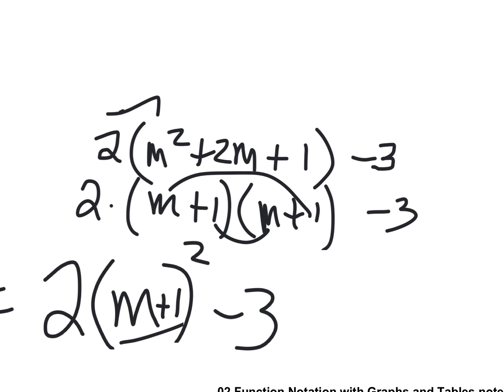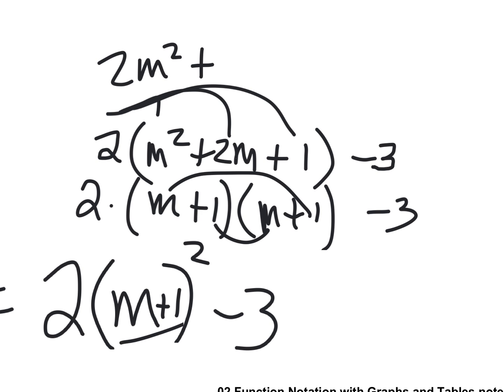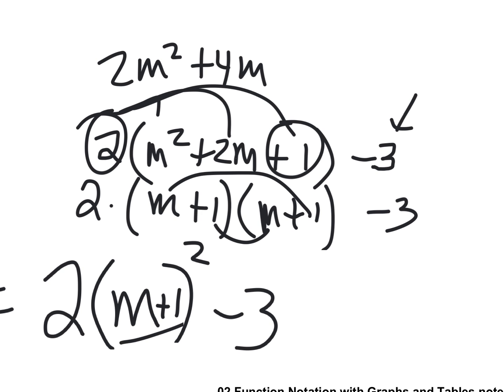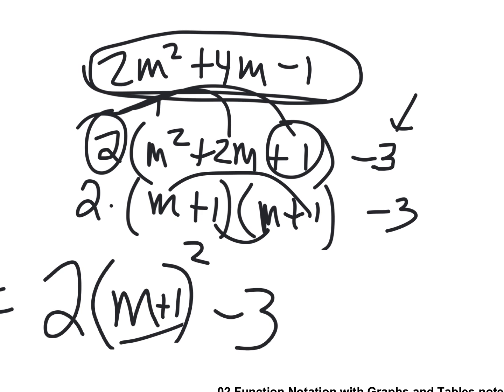Now I'm going to multiply the 2 by everything. And at the end, I'll subtract 3. 2m squared, final answer, plus 4m. And then this 2 times the 1 would have been 2, but then I subtract 3. 2 minus 3, negative 1. Raise your hand if you had that. Awesome. Okay, now that was as complicated as we got yesterday. You stuck things into functions.